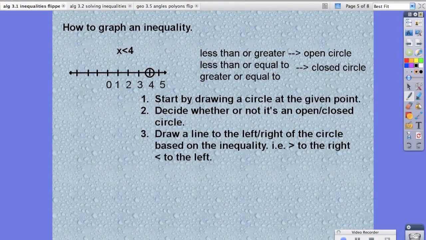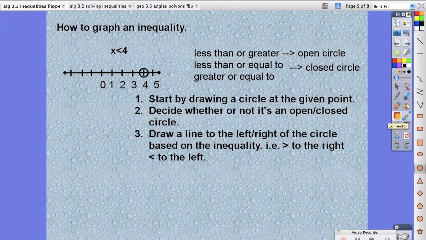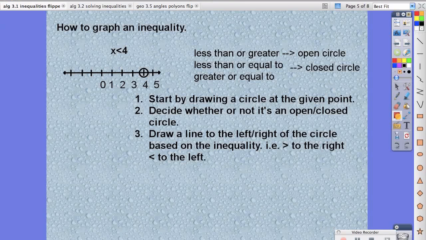So first it says start by drawing a circle at the given point. Decide whether it's open or closed, which in this case, because it's not "or equal to," is open. And then we draw a line to the left or to the right of the circle based on the inequality. For example, if it says less than, we're going to go to the left, and if it's greater than, we're going to move to the right. So in this instance, that's exactly what we're going to do. We are going to draw our line to the left.